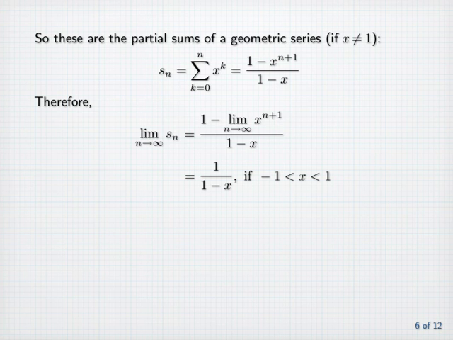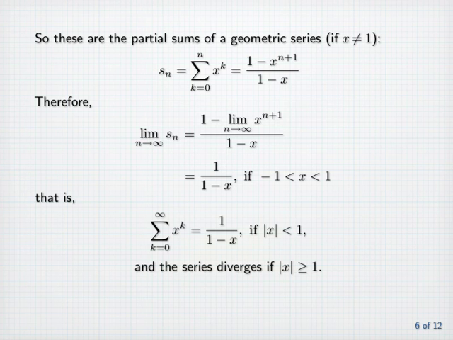So the limit as n goes to infinity of S sub n is equal to 1 over 1 minus x, provided that x is strictly between minus 1 and 1. That is, the sum from k equals 0 to infinity of x to the kth power is equal to 1 over 1 minus x if the absolute value of x is less than 1, and the series diverges if the absolute value of x is greater than or equal to 1.